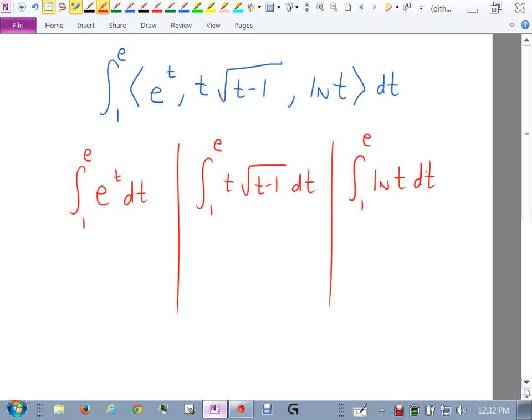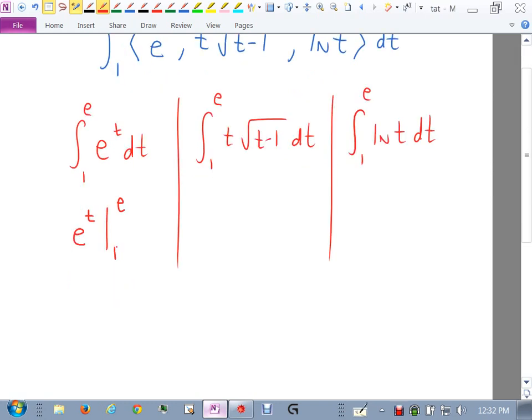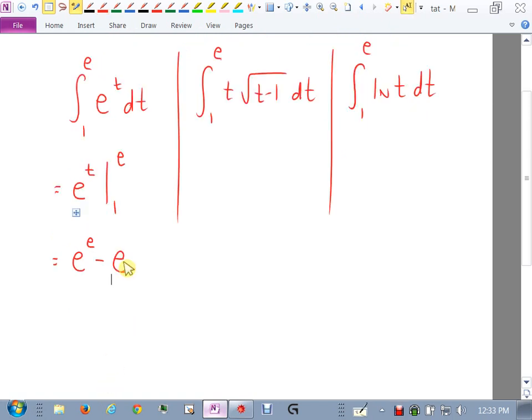But how about the first one? This one is pretty straightforward. Antiderivative of e to the t is e to the t. Evaluate 1 to e, which gives you what? E to the e minus e. Right, you're just plugging in e here, and then you're plugging in 1, and subtracting.